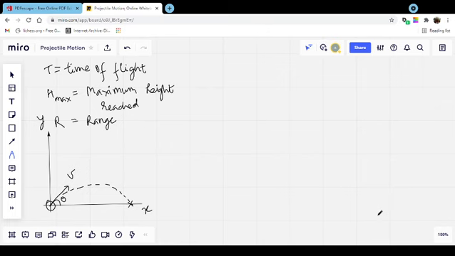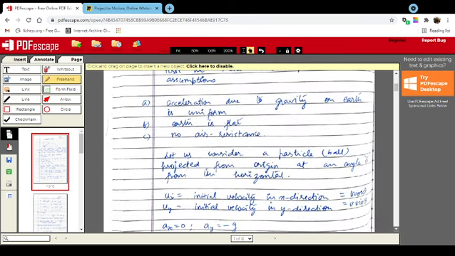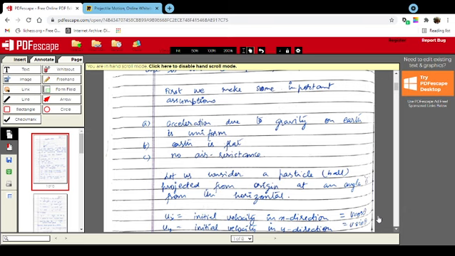Before proceeding further, we will be taking some important assumptions in our derivations. Assumptions are very important to idealize our real life cases. The first assumption is that the acceleration of gravity, which is g, is going to be a constant.